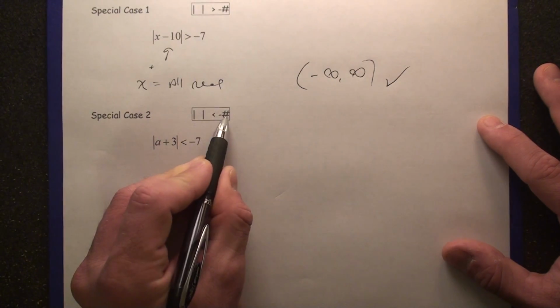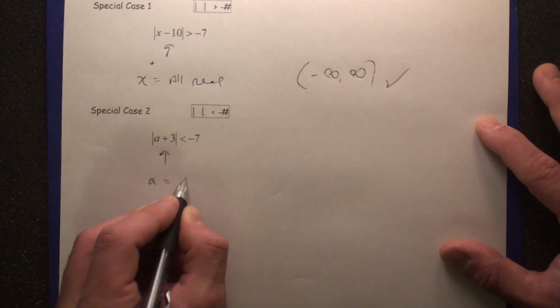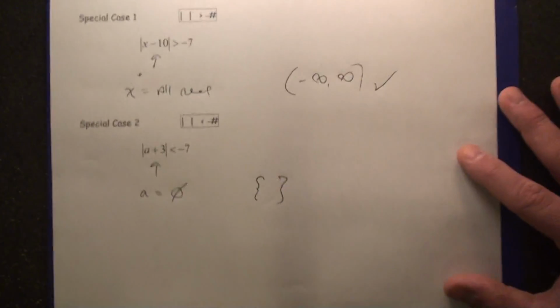Absolute value is less than a negative. Will a positive number ever be less than a negative? No. Therefore, there is no solution. So you just indicate that with this. So there's no solution for that one.